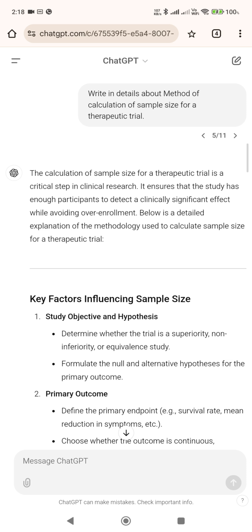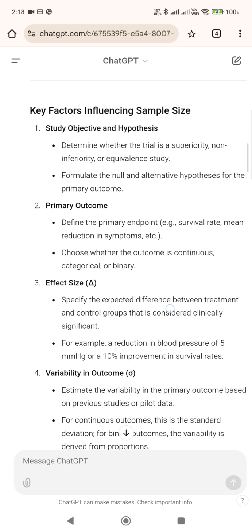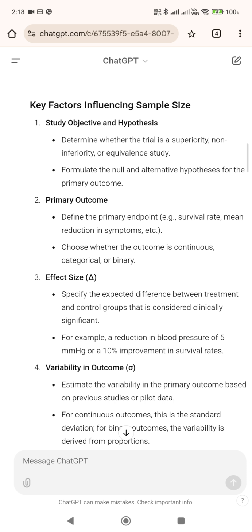Key factors influencing sample size. 1. Study objective and hypothesis. Determine whether the trial is a superiority, non-inferiority, or equivalence study. Formulate the null and alternative hypotheses for the primary outcome. 2. Primary outcome. Define the primary endpoint, e.g., survival rate, mean reduction in symptoms, etc. Choose whether the outcome is continuous, categorical, or binary.